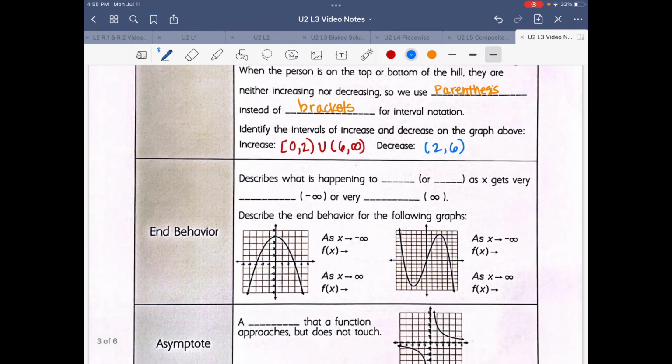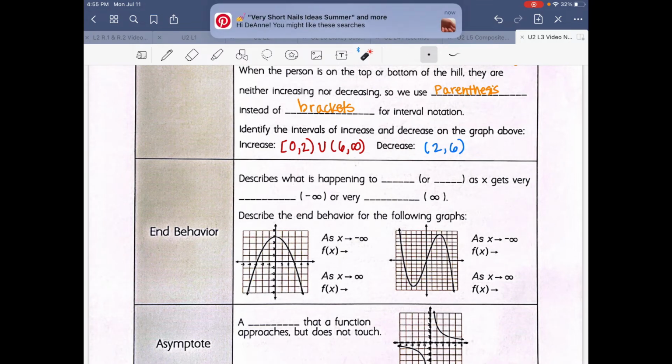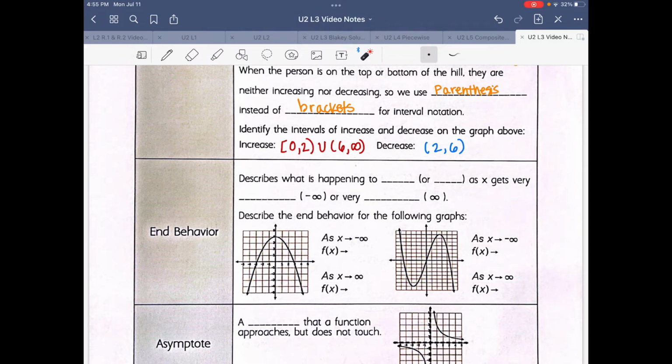All right, now we want to look at end behavior. And I think we talked a little bit about end behavior in our last lesson when you were graphing. So we'll kind of continue that and hopefully get a little bit better with that. So end behavior describes what is happening to f of x or y, they're the same thing, as x gets very small, which is negative infinity, or very large, which is positive infinity. So we want to describe the end behavior for the following graphs.